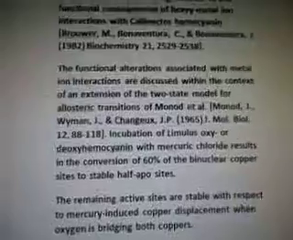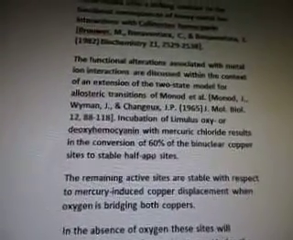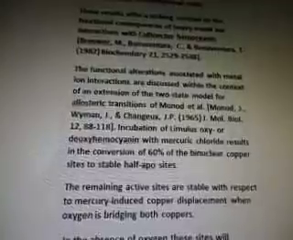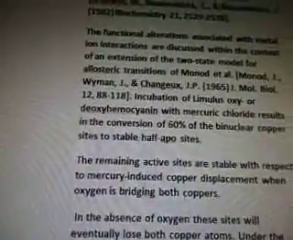So the functional alterations associated with metal ion interactions are discussed within the context of an extension of the 2-state model for allosteric transitions of Monod et al. And that's all the people involved in that one from 1965. Cool.